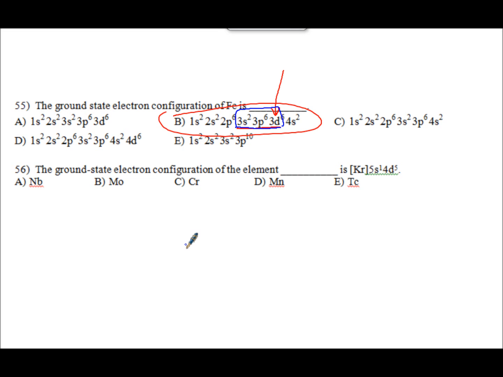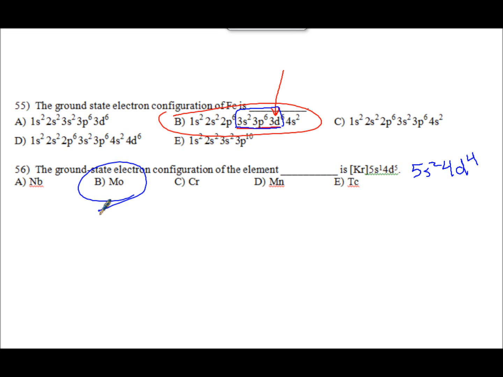Ground state, so I should not have put this question in here. Let's just change this to say 5s2 4d4. And if it had said 5s2 4d4, you would have been great. You would have probably chosen molybdenum.